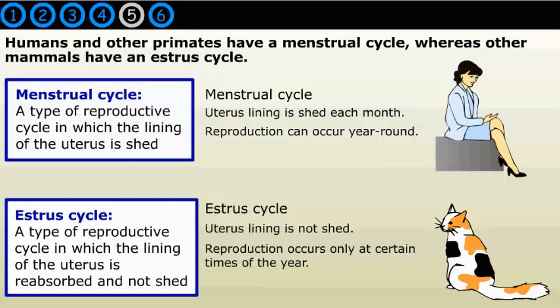Other mammals have an estrous cycle, characterized by reabsorption rather than shedding of the uterine lining. In these mammals, mating takes place only at certain times of the year. The period of sexual activity in these animals is called the estrus, or heat.